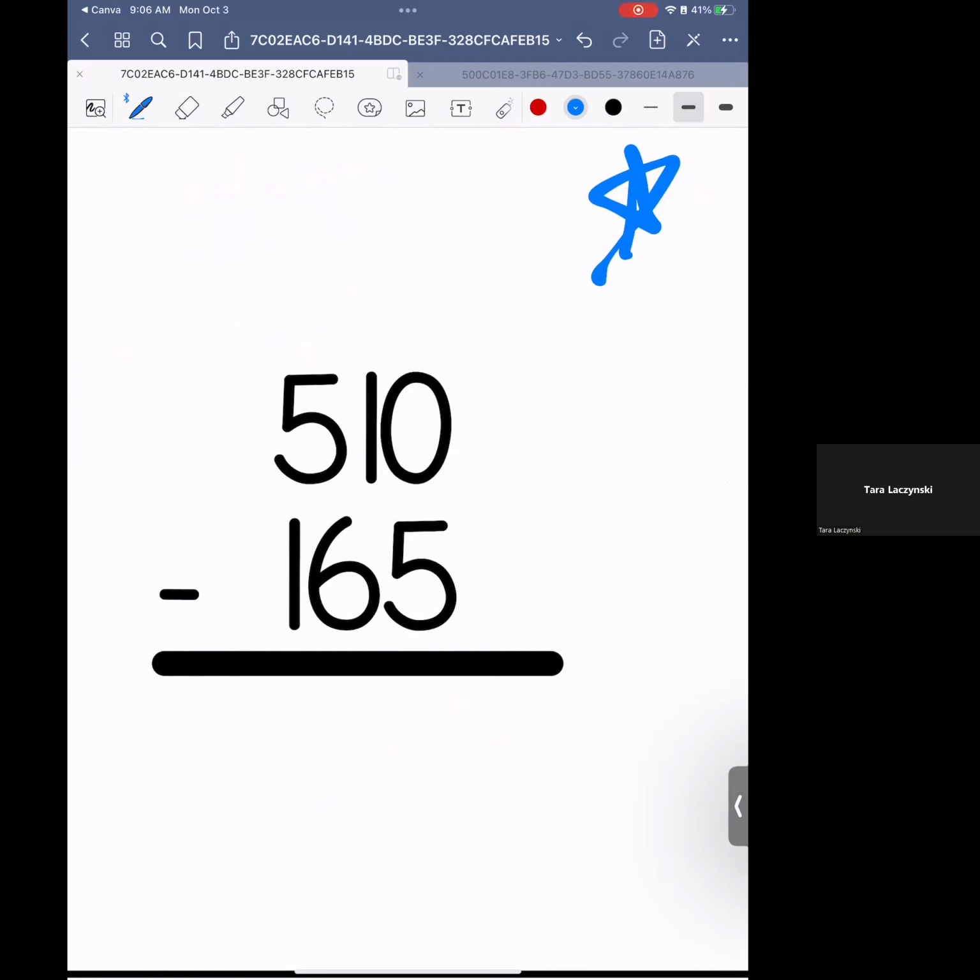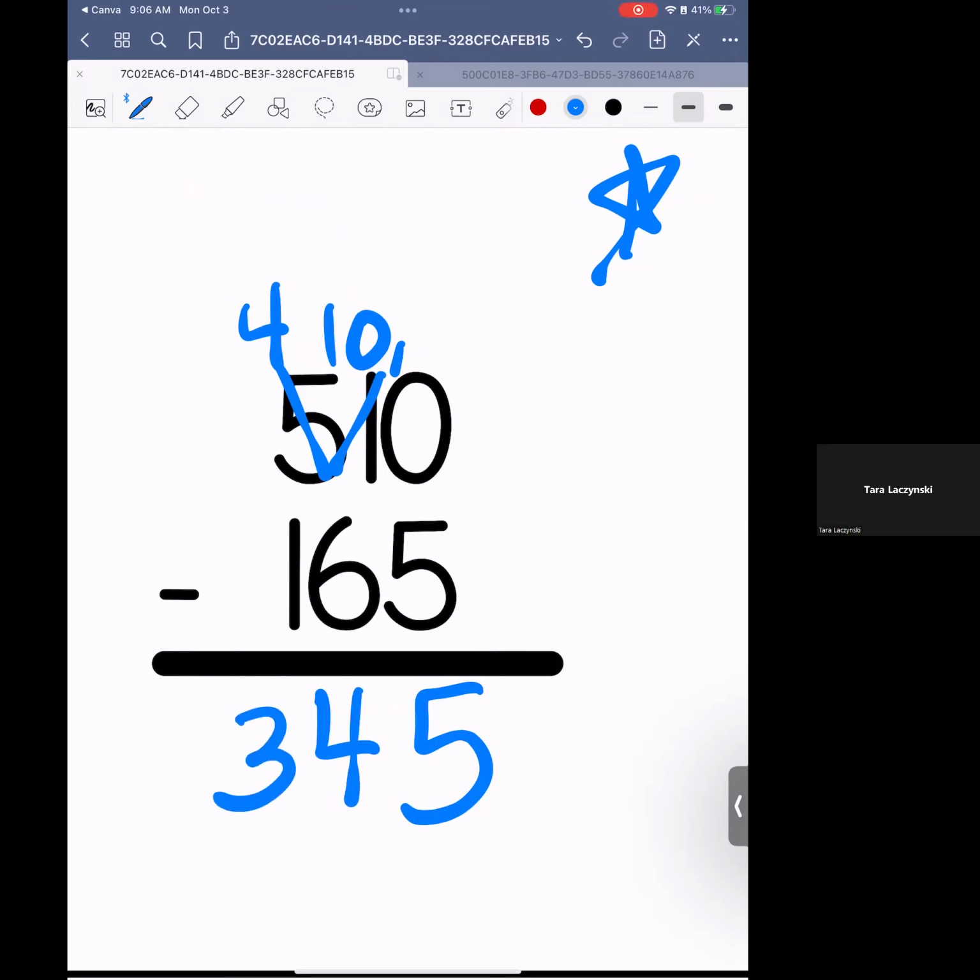Last one. Another super stretch. If I have 0, I cannot give you 5. I go next door. 10 take away 5 is 5. If I have 0, I cannot give you 6. I go next door. 10 take away 6 is 4. 4 take away 1 is 3.